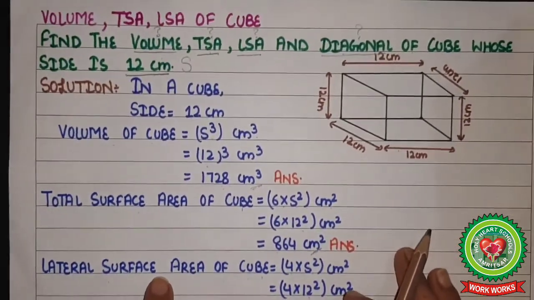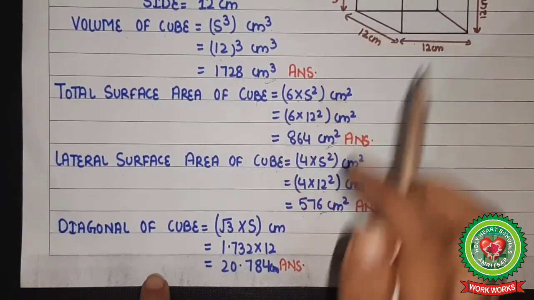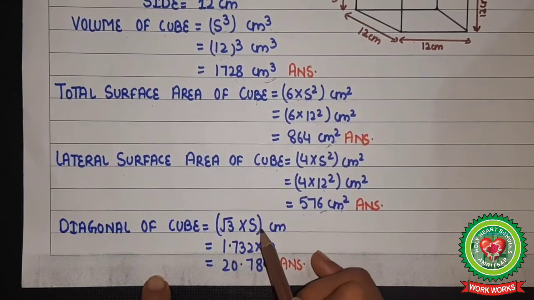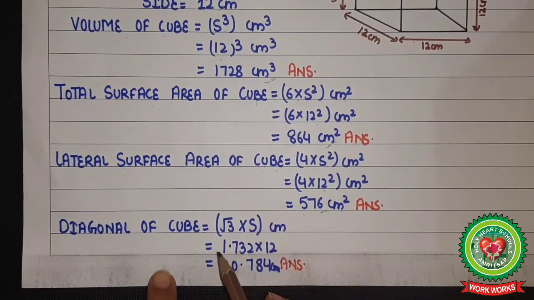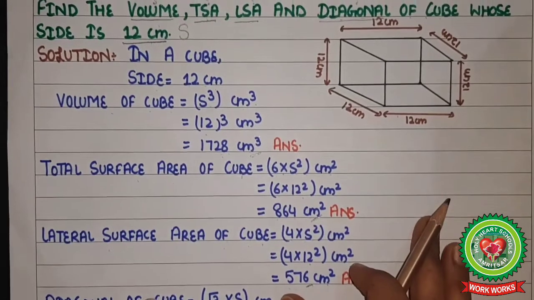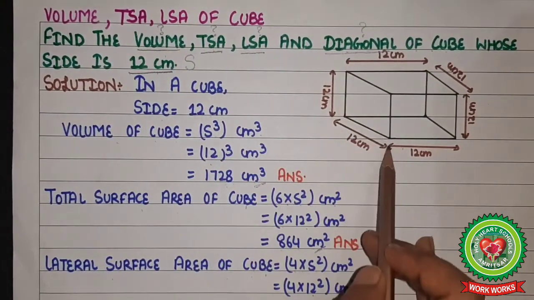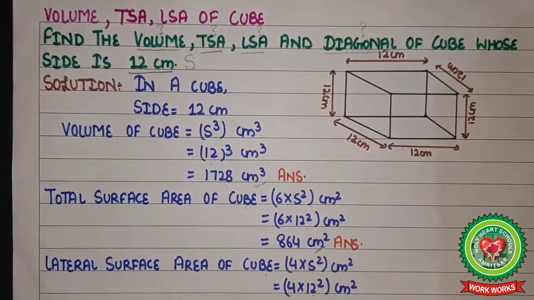Now the fourth thing we have to find is diagonal of cube. Its formula is under root 3 into side. Now what's the value of under root 3? It is 1.732. Put the value of under root 3 and side, which is 12. Multiply these two, I'll get 20.784 centimeter as the answer of diagonal of cube. So students, this is the application of the formulas which we have discussed just now.